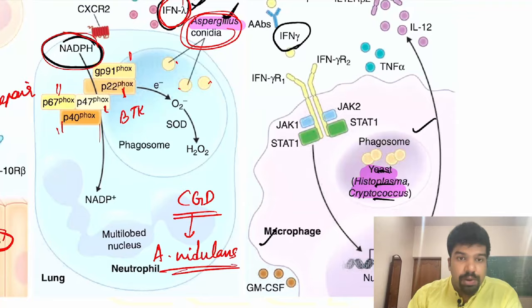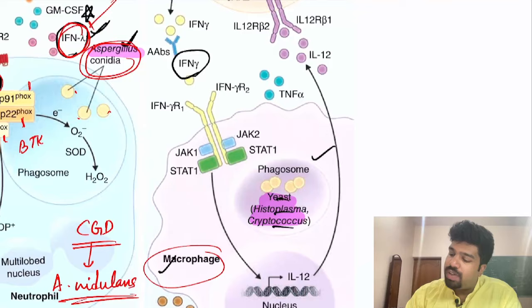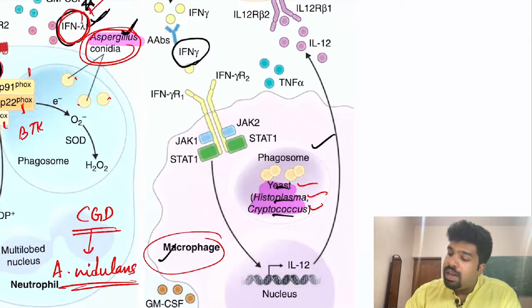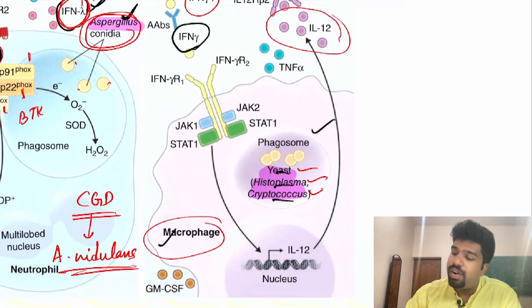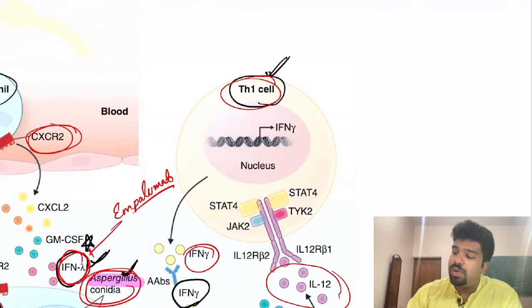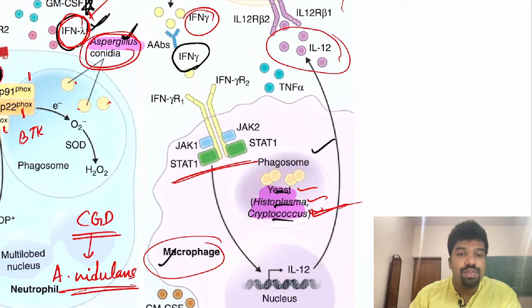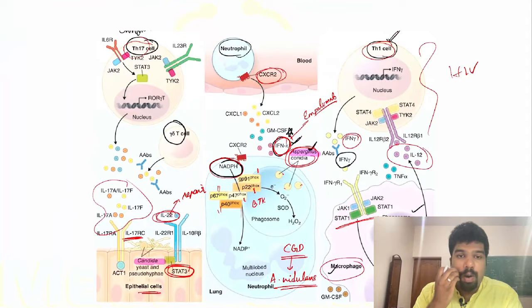Okay. Then you have the third one, which is the macrophage. You can see the macrophage has engulfed yeast, Histoplasma, intraphagocytic fungi. Now the macrophage is going to signal and give IL-12, that is going to stimulate TH1, that is going to secrete interferon gamma, and that interferon gamma is going to act through the JAK-STAT pathway and cause killing. Okay, so if the lymphocytes are not present, like in HIV, you're going to have a lot of cryptococcal infections. This important diagram summarizes everything. So please note down, pause, recollect and remember it.